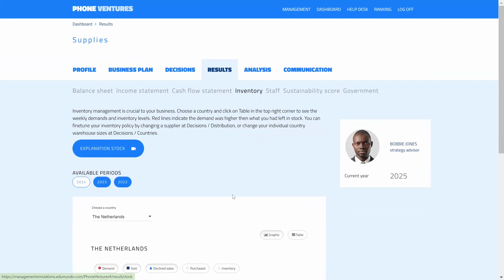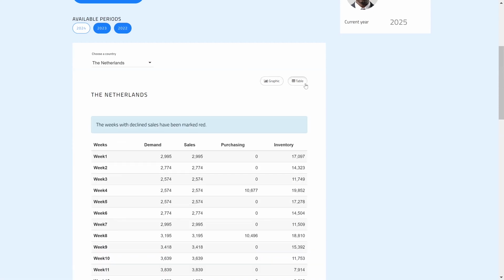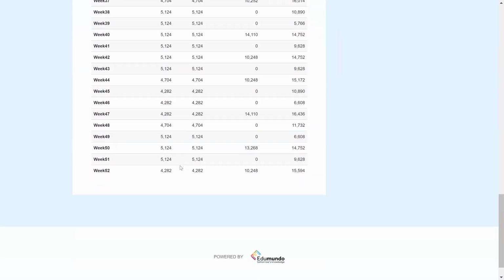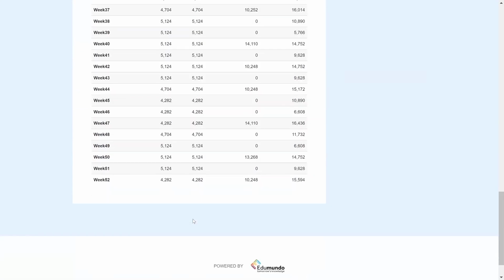Your inventory results, there's this graph. I find it a bit confusing because there are 52 dots. I like to click on the table where I see for all 52 weeks what the level of demand was. How many people wanted to buy my phone? How many did I actually sell? How much came in that week? And how much was left at the end of the week?